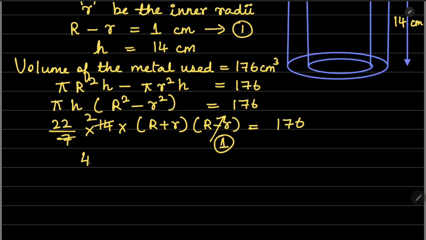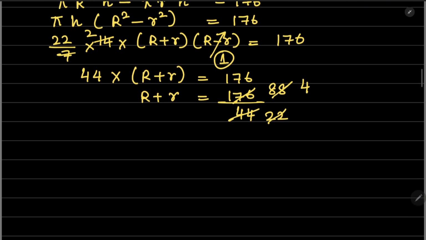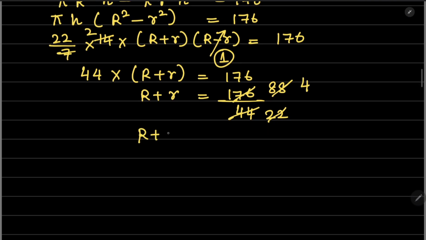22 by 7 into 14 gives you 44. So you have 44 multiplied by R plus r is equal to 176. So R plus small letter r is equal to 176 divided by 44. So cancel it with 2, 2 into 22 is 44, 2 8s are 16, 8, and then 22 into 4 is 88. So you have capital R plus small letter r is equal to 4. Now let this be equation 2.